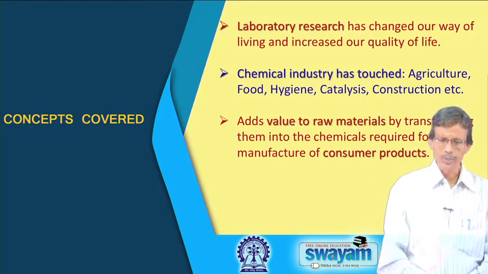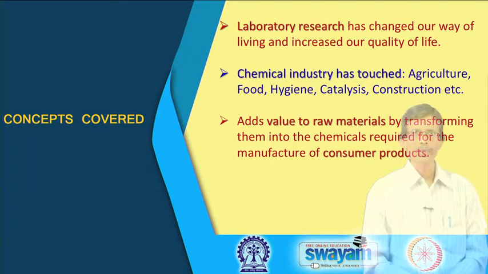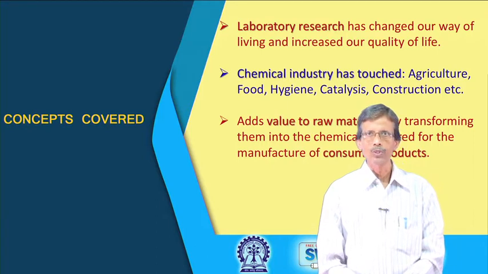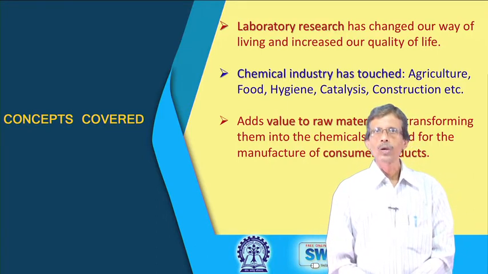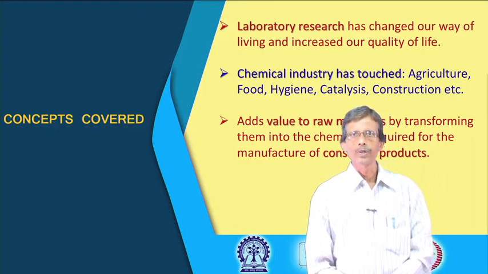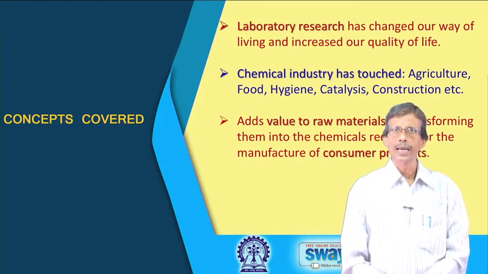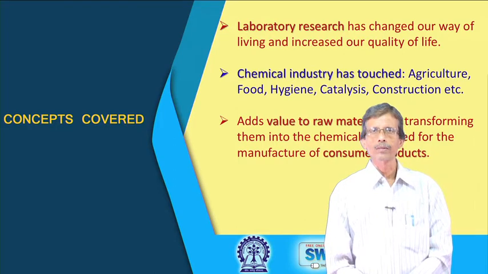We will see that a particular topic we cover in laboratory research can change our way of living and increase our quality of life. That means particular chemicals which can be useful for our day-to-day life, and which will also be useful for the chemical industry. The chemical industry can touch different aspects of our life and different sorts of industry like agriculture, food, hygiene, catalysis and construction.